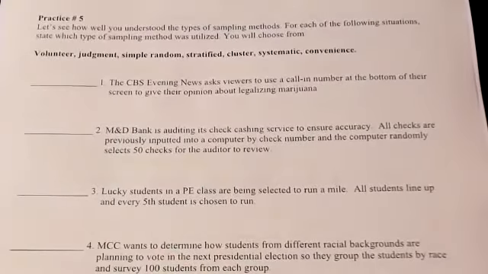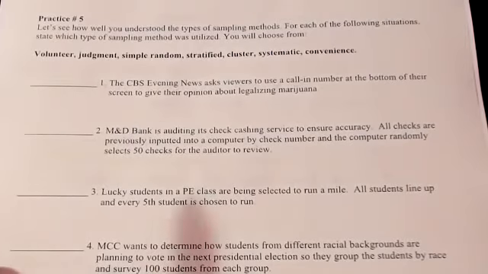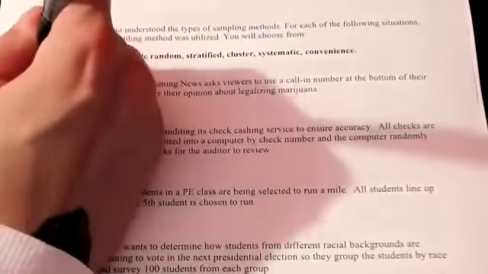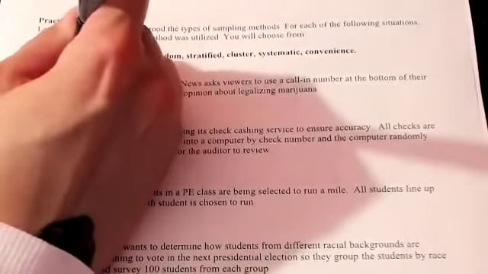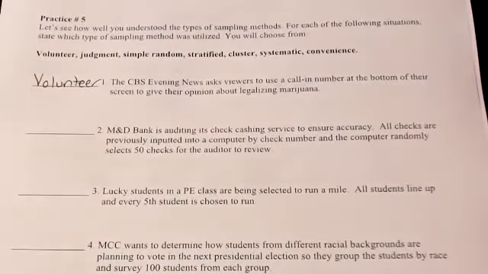Let's check this out. Number 1, the CBS Evening News asks viewers to use a call-in number at the bottom of their screen to give their opinion about legalizing marijuana. So notice that out of our sampling methods above, this is definitely volunteer. Perfect. They're calling in, they're taking it upon themselves, so they're volunteering themselves to participate.